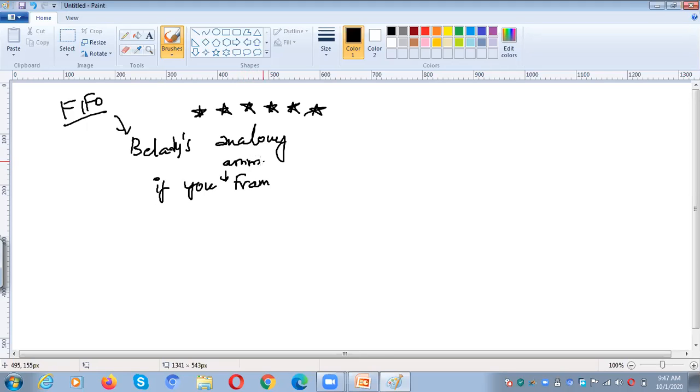assign more frames per process, then page faults will be more. So actually if we assign a minimum number of frames for a process, the page faults need to be more. But in the case of FIFO, it will be done in the reverse order. So whenever you increase the frames per process, automatically page faults also increase.